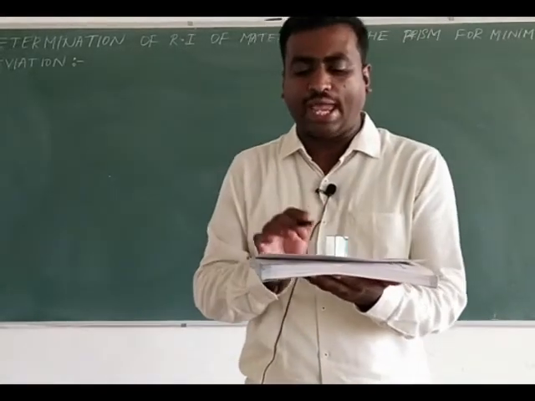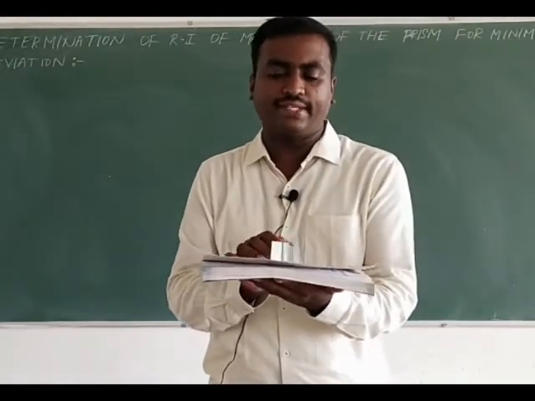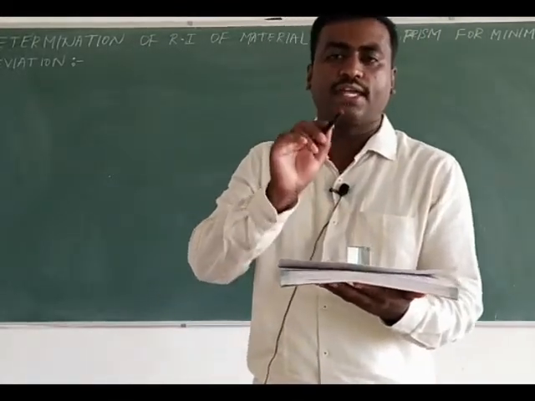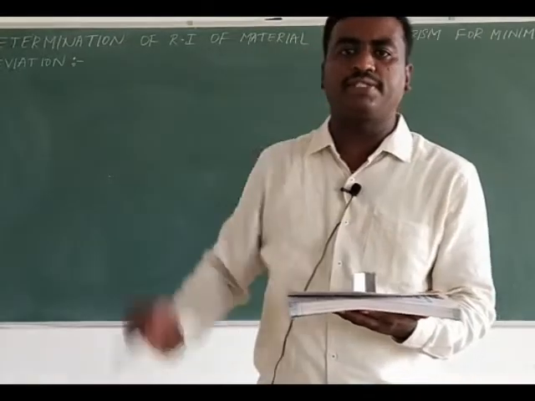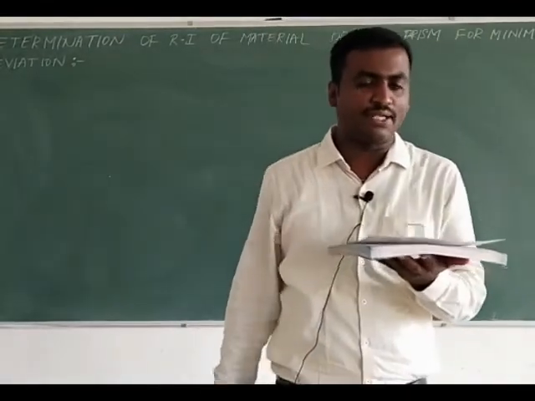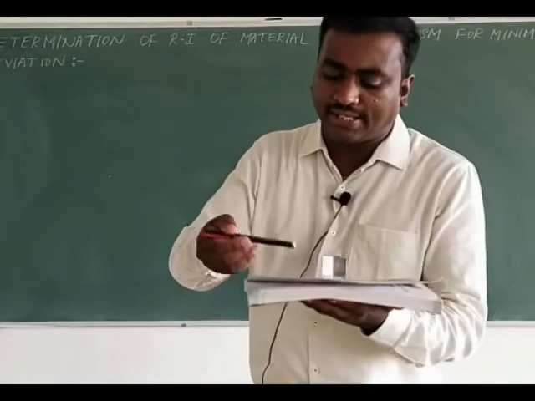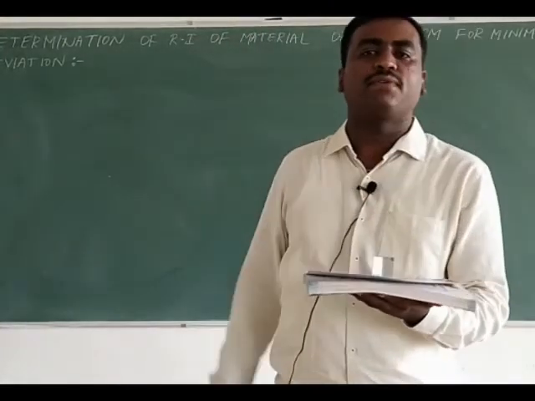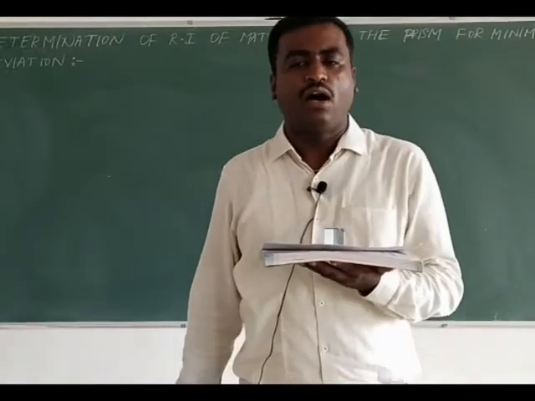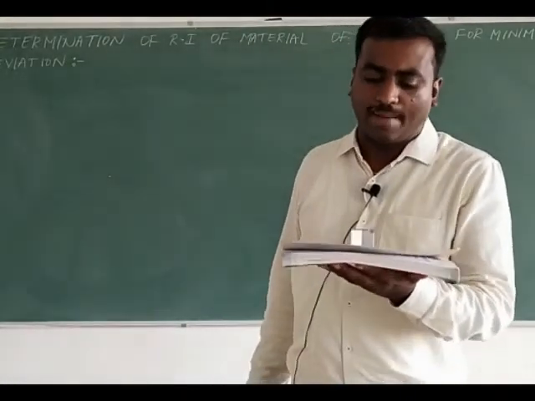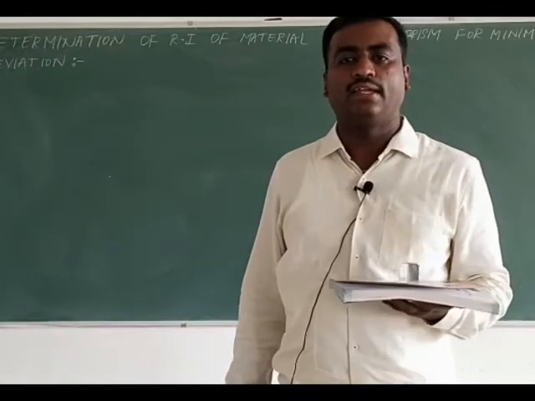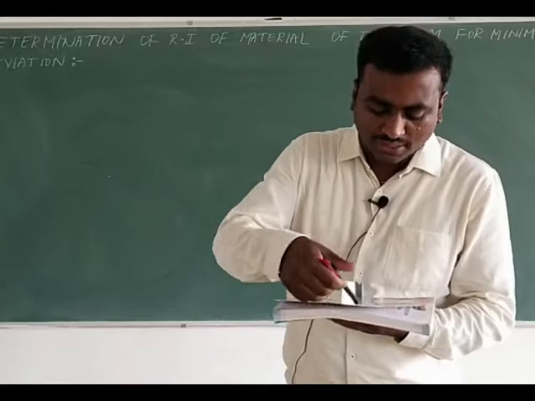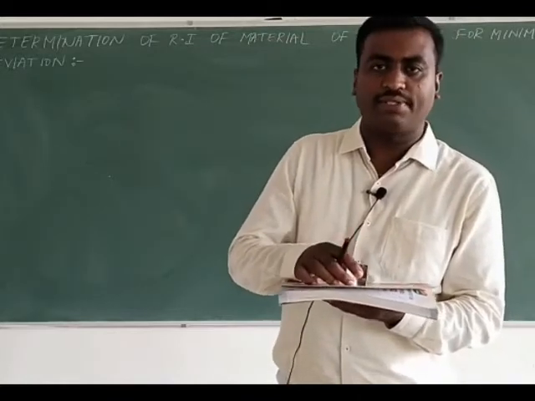The angle between the incident refracting surface and the emergent refracting surface is called the angle of the prism. Remember, it is very important. It is also called the apex angle. So here this is the apex angle. Downward here, this is what we call the base of the prism.